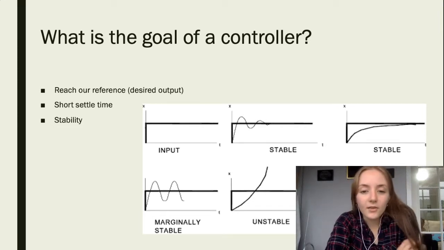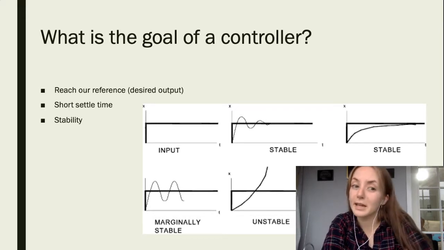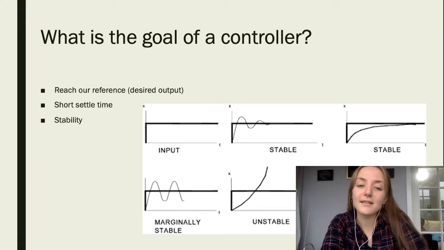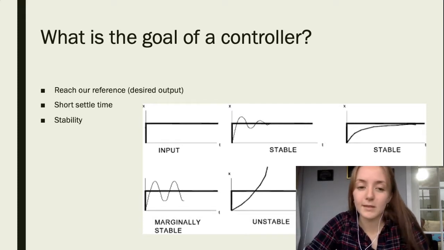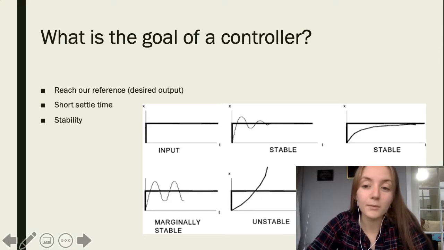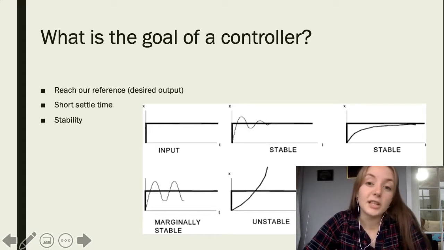And then on the left over here, or bottom left, we have what's called a marginally stable graph. This is kind of irrelevant, but it's just interesting to say that this is when it's neither stable nor unstable. So it doesn't settle on something, but it doesn't grow out of control either. That would be marginally stable. But again, you wouldn't really expect this to happen either because energy dissipates basically.